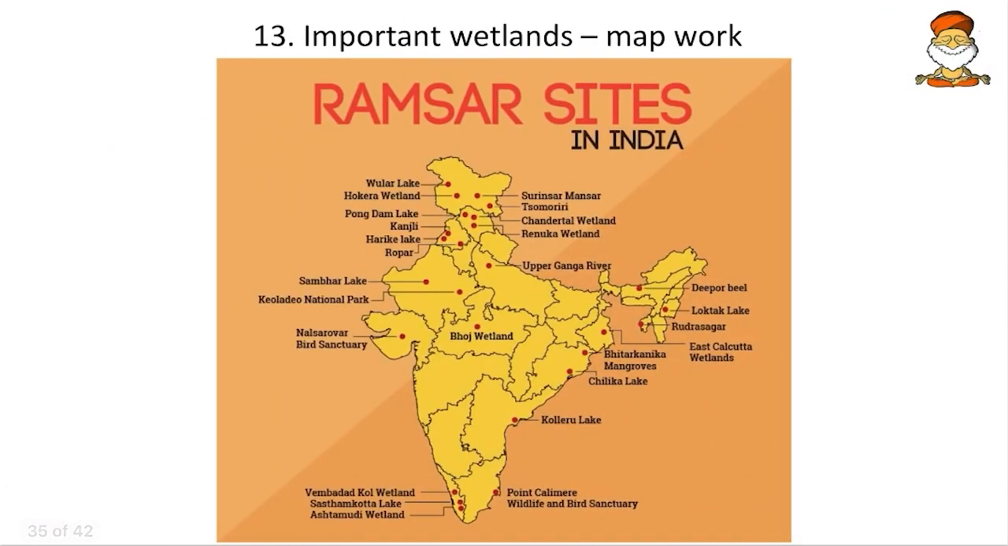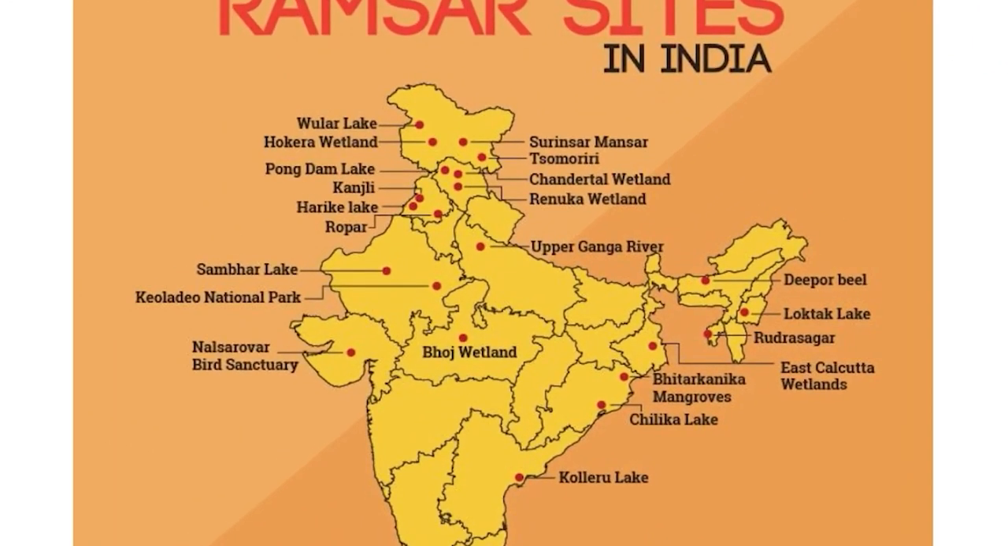And then coming to the important wetlands. See friends, whenever you see the wetlands, make sure that you search in Google Maps and study where exactly they lie. Here we have the Wular Lake, and then the Hokera wetland, and Surinsar Mansar, then Somoriri. These Surinsar Mansar, Somoriri, Ponga are the salt lakes, and Wular Lake is a freshwater lake. And then we have the Pongdam Lake, and then Chandratal and Renuka wetlands. Chandratal and Renuka are very much in the mythology for Parshuram and his mother Renuka ji. And then we have the Kanjali wetland, Harike wetland and Ropar wetlands. All these come in the Punjab Haryana region.